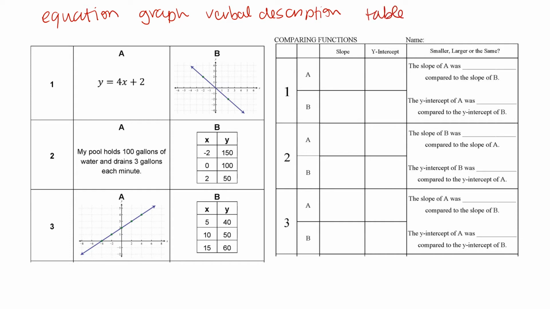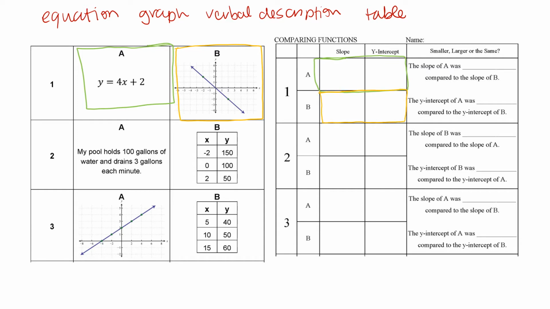We know how to find the slope and y-intercept of each of these. So we're going to be given two at a time. You're going to find the slope and y-intercept of both of them, and then you're going to compare. For the first one, this is what we're using for A, and we're going to write the slope and y-intercept here. And then this is what we're using for B. We're going to write the slope and y-intercept here.